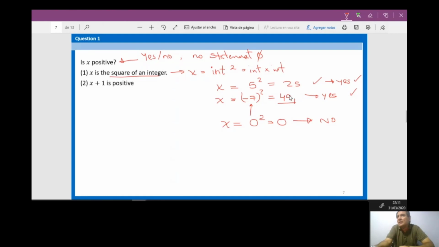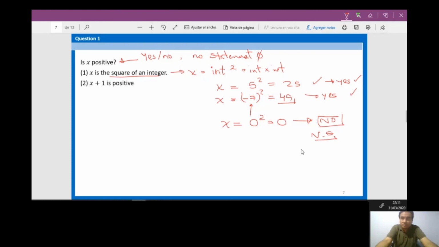With any other integer than 0 squared, the result would be a positive number, and we can answer yes, but only with 0 as the integer that is being squared here, we would get a no for an answer. And just because of one no versus a zillion yeses, we need to say that statement 1 is not sufficient.